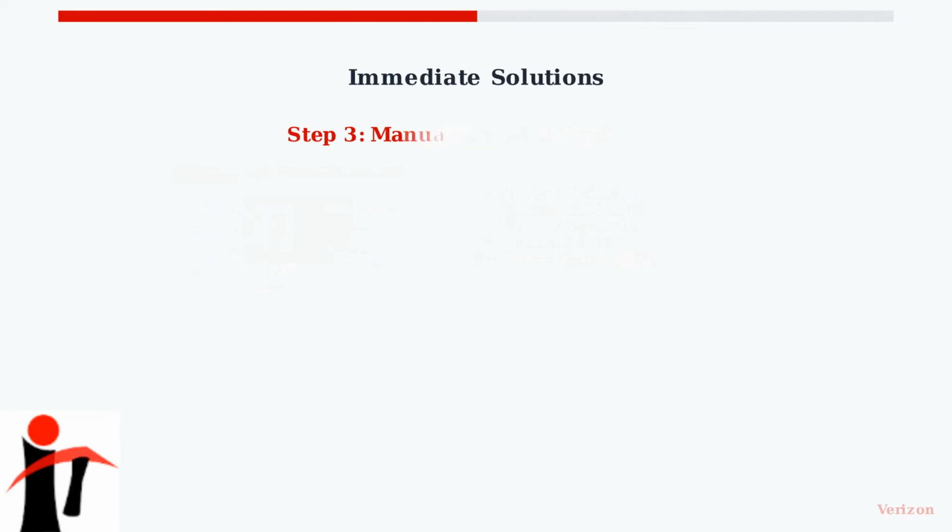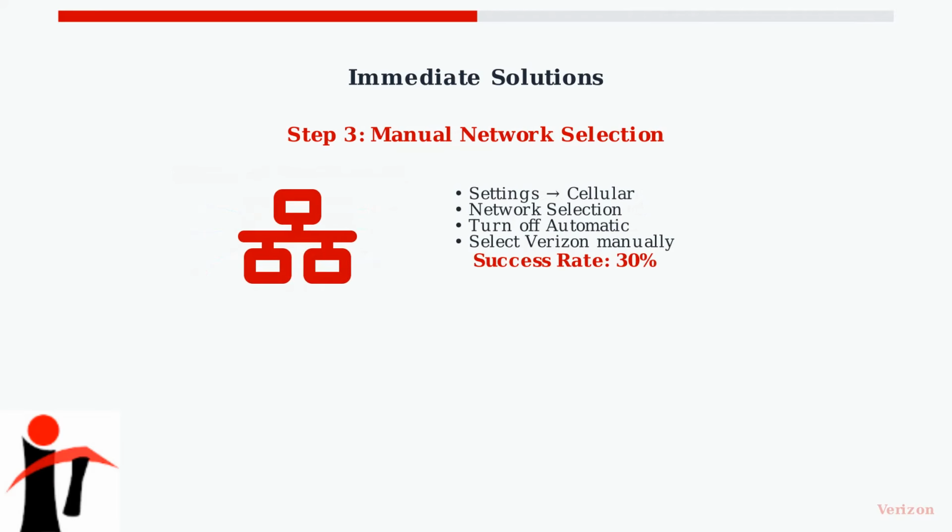Step 3. Manually select your network operator. Go to Settings, Cellular, Network Selection, and choose Verizon manually instead of automatic. This has a 30% success rate and helps with routing issues.